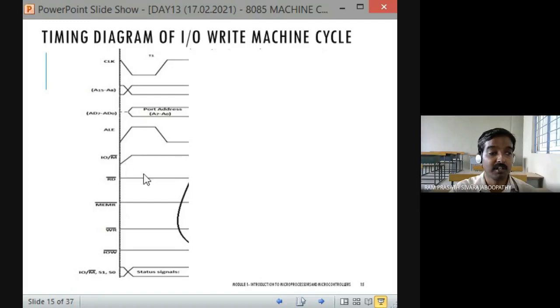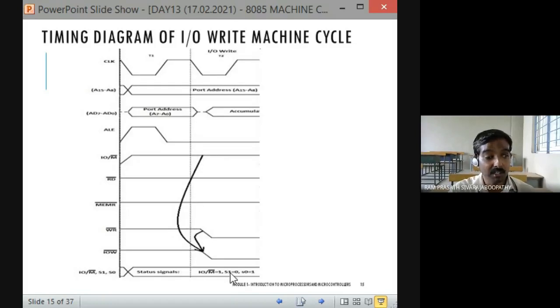Read bar is inactive. Memory read signal is also inactive. Write bar is inactive. So IO write bar is also inactive. Fine. The status signals are 1, 0, 1. Correct? It is IO related operation. 0, 1 means write operation. Correct? S1 0, S0 1 means write operation. So IO write cycle. So the status signals indicate which type of machine cycle is going on now in the processor. Which type of operation is going on inside the processor is indicated by the group of status signals.